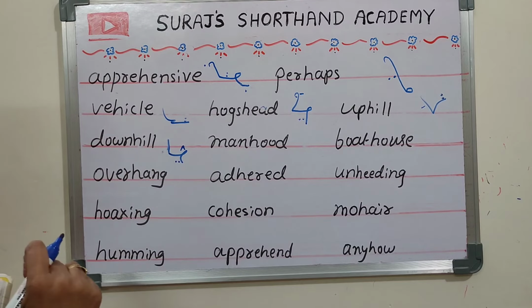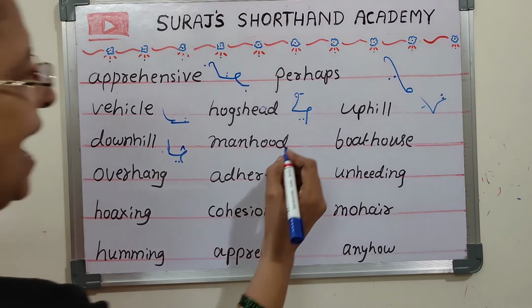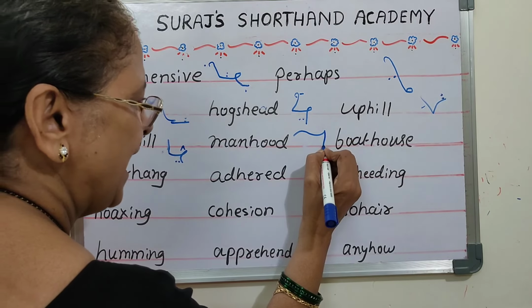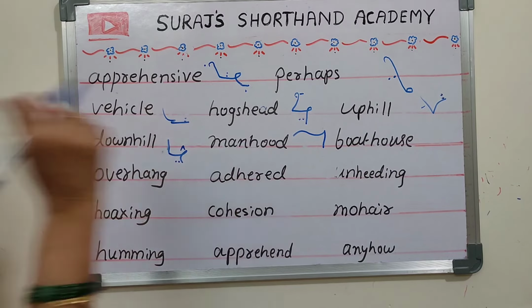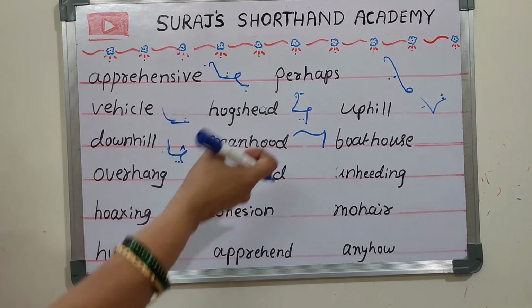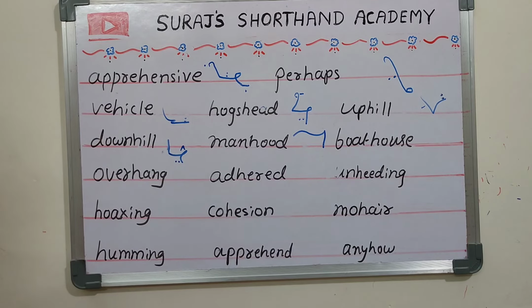Now, manhood. Here, the E sound is not there. The O sound is there. So, manhood. This is man. And hood, you can put D. But the H sound is not there. If you are not putting the vowel, you can read this word as Monday also. You know how to write Monday.